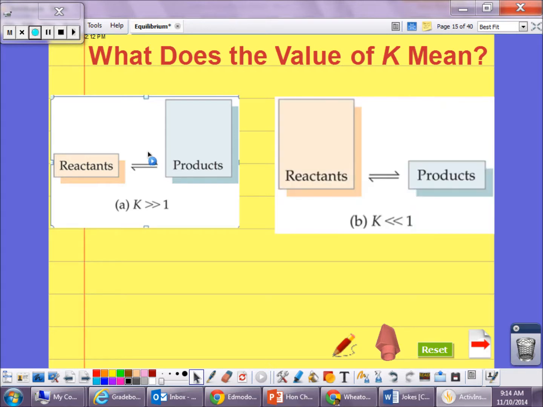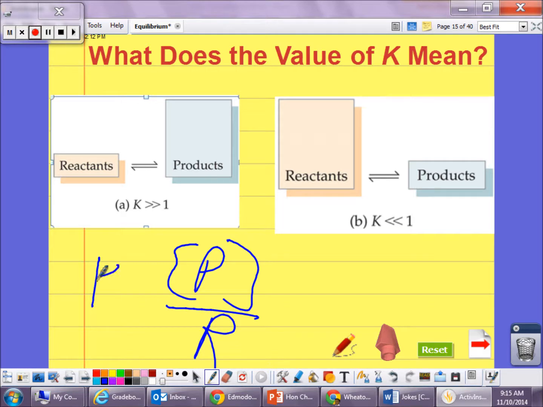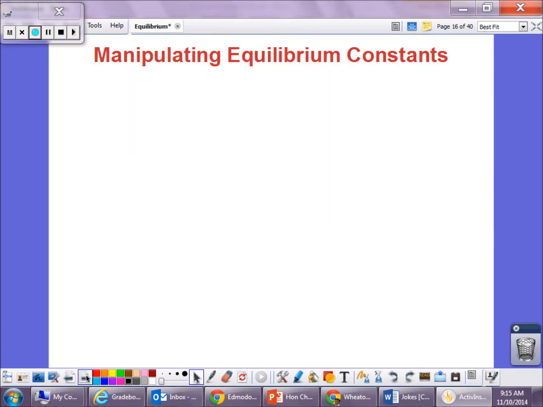If K is less than 1, I need for you to imagine that quotient. It is products over reactants. This is your K. Therefore, if K is less than 1, that means the product is less than the reactant. You have more reactant at equilibrium. And the term you use is reactants are favored. Okay, get used to that language. If it's greater than 1, then you say products are favored. If it's less than 1, you say reactants are favored at equilibrium.